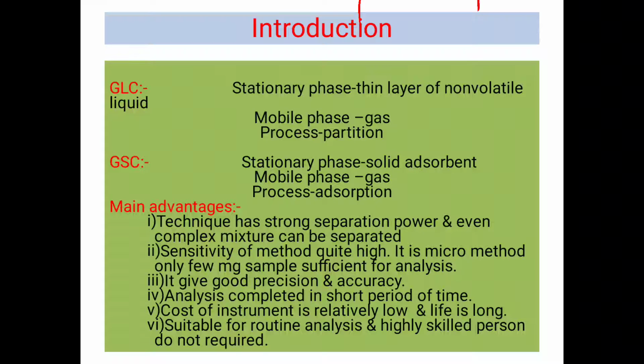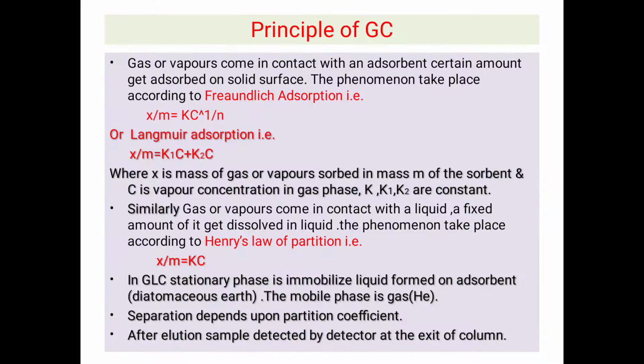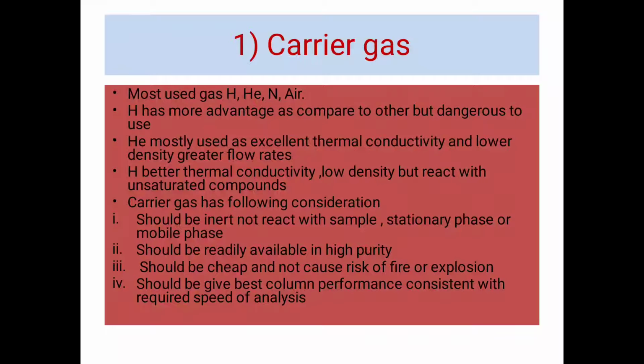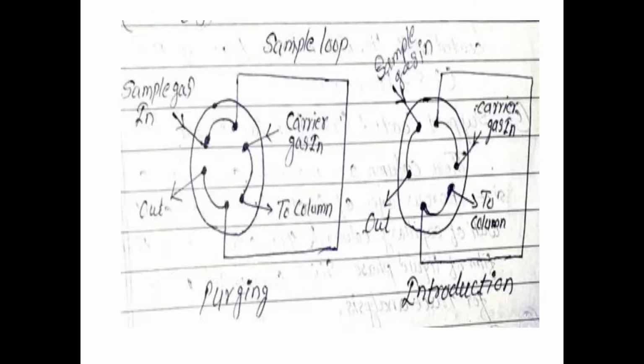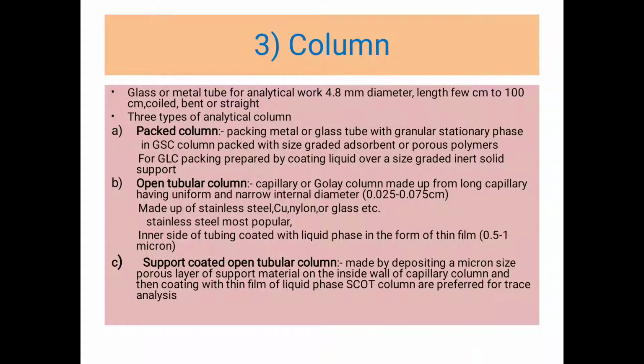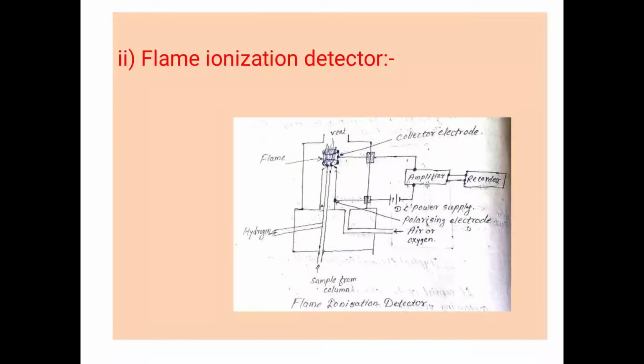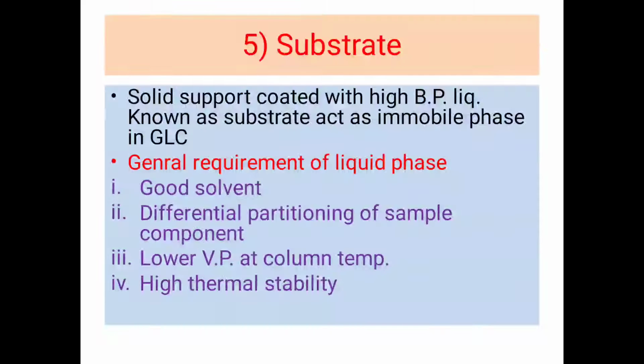Hello, good afternoon, friends. We have started the new topic, gas chromatography, and in that we are discussing the various types of instrumentation used in GC. The instrumentation in GC includes the carrier gas, then the sample introduction system, then the column, and fourth, the detectors. Today we are going to discuss the substrate.